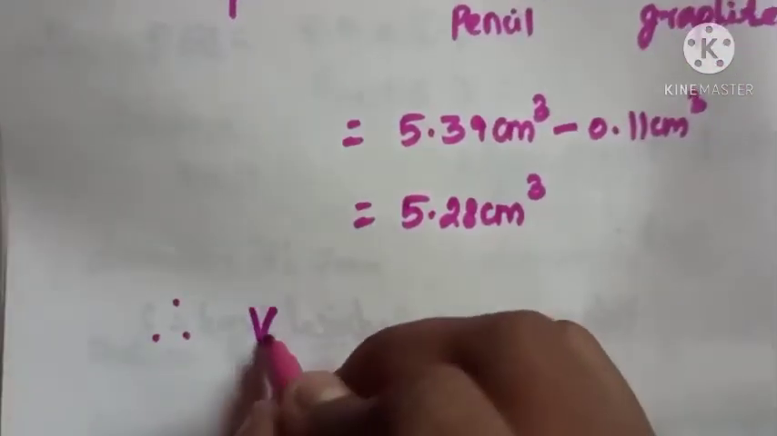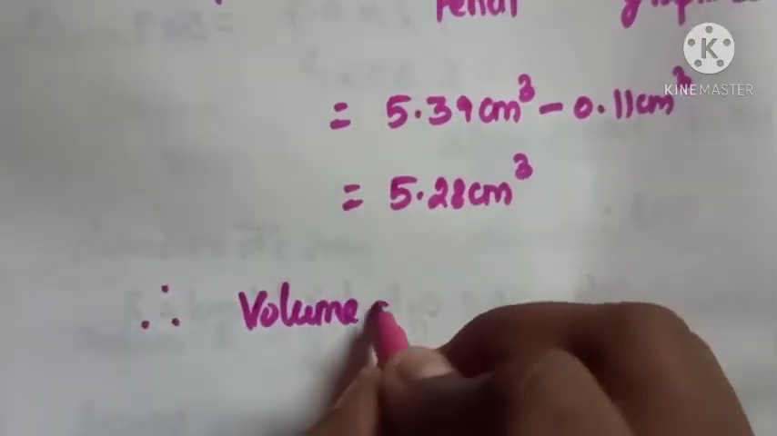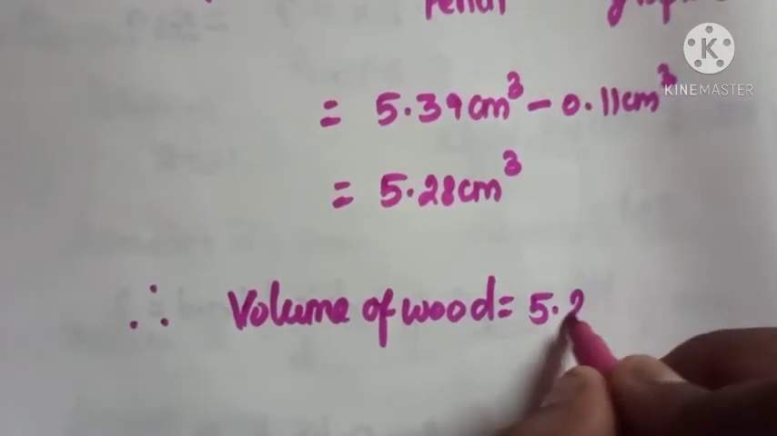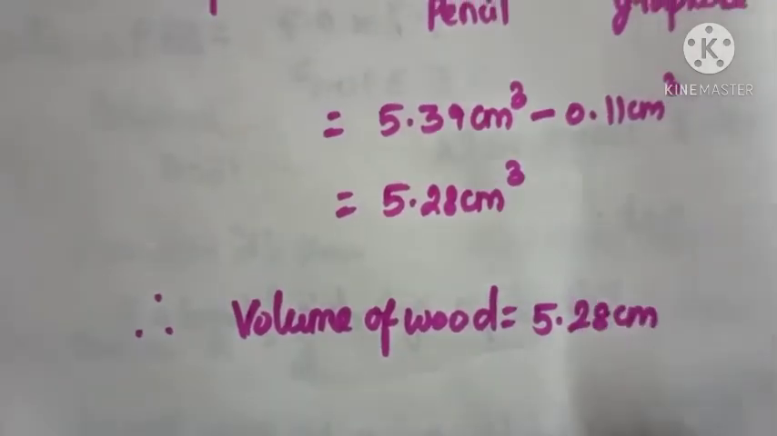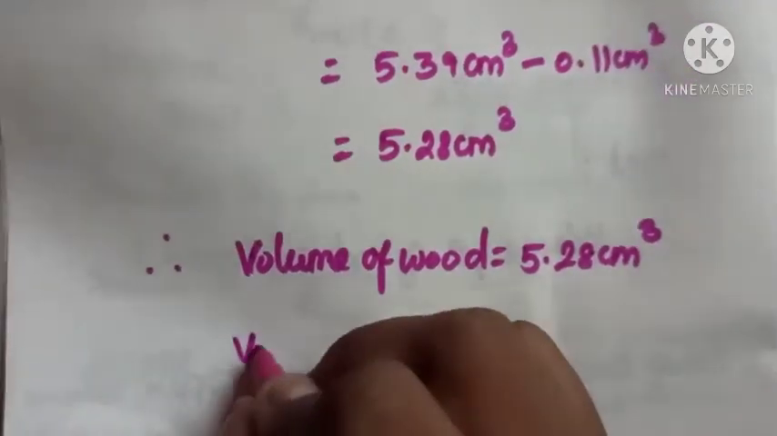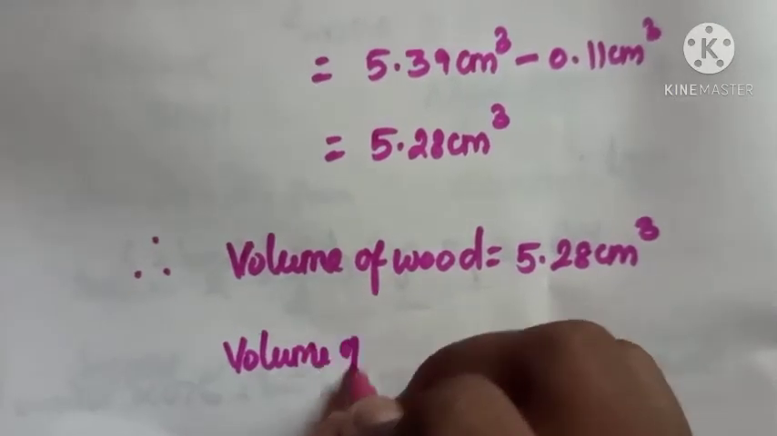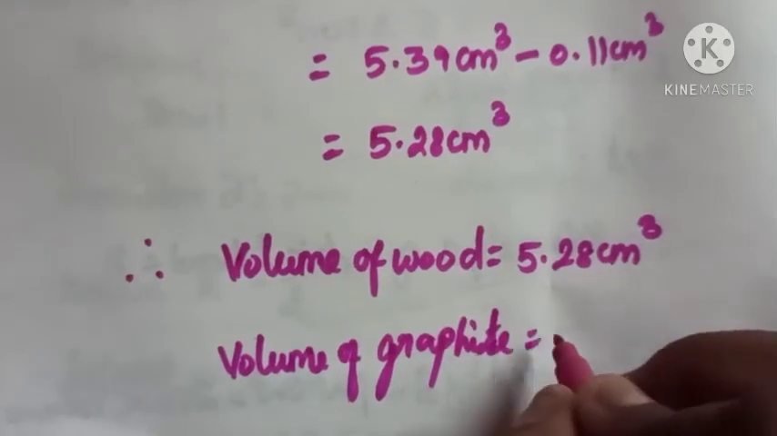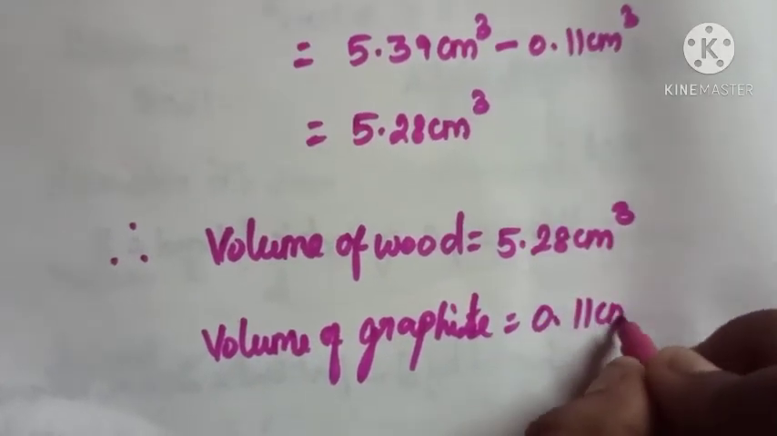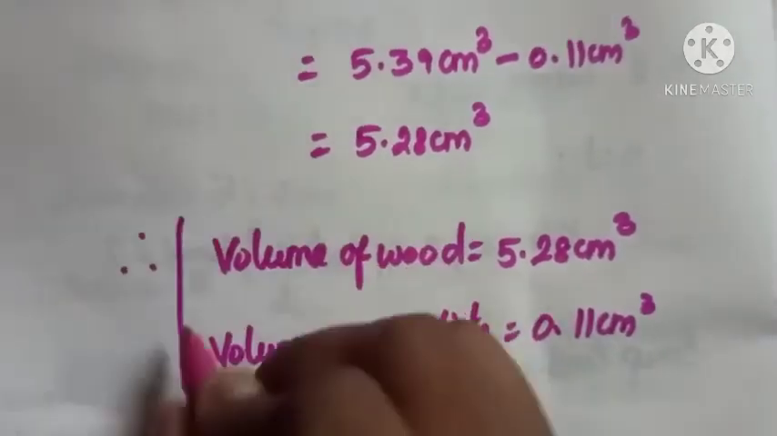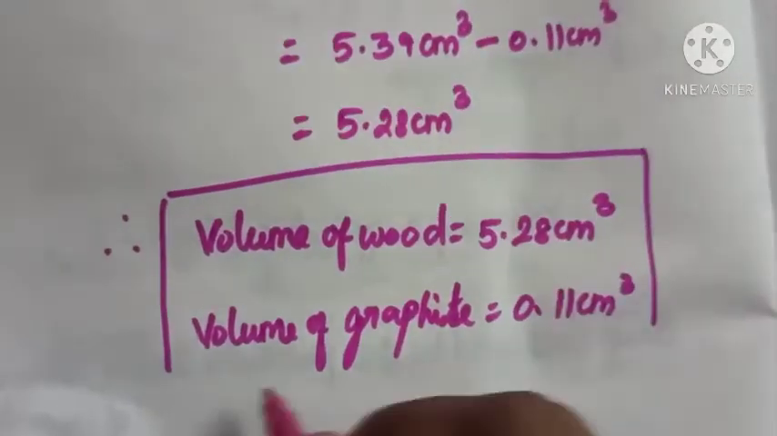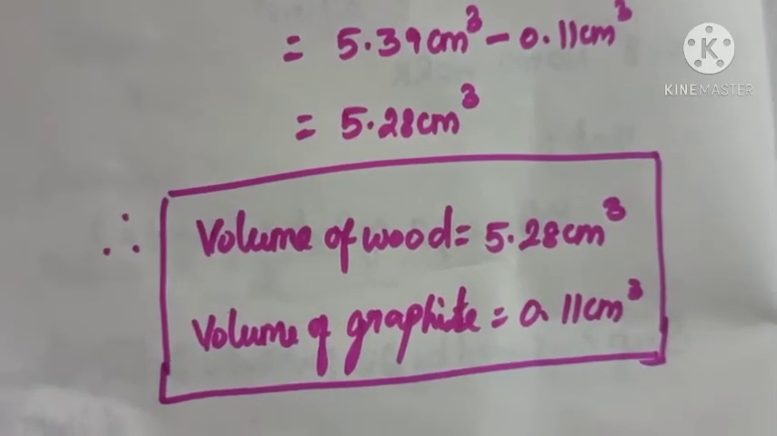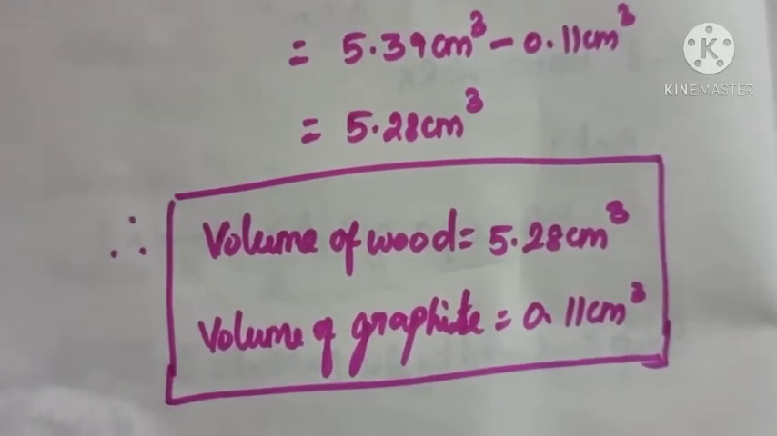Therefore the volume of wood is equal to 5.28 centimeter cube and the volume of graphite is equal to 0.11 centimeter cube. So this is the required solution for this question. Next we move on to question number 8.